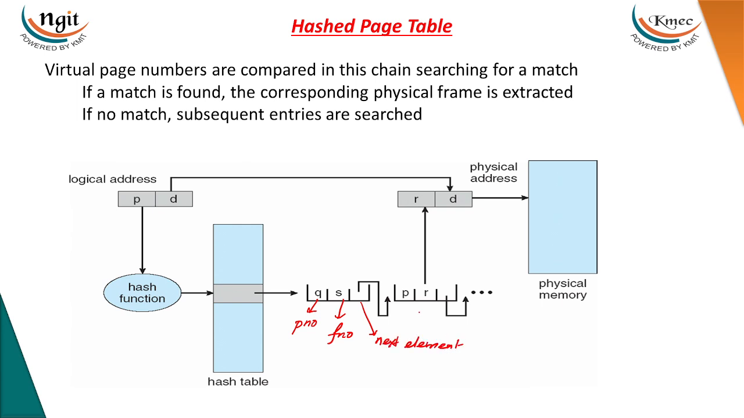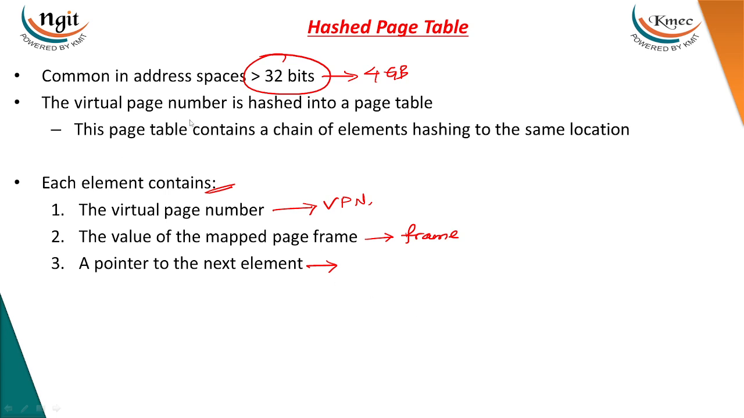Let's see how the operation will be done. The page numbers are hashed into a page table. That means each entry in the hash table contains a linked list of elements that are hashed to the same location. We give the page number to a hash function, and the same location will be shared. Previously we had one location per entry, but now multiple page numbers will be connected to one particular entry.